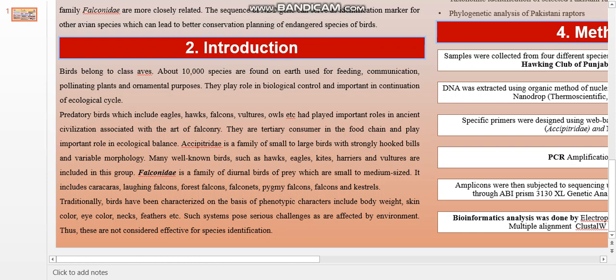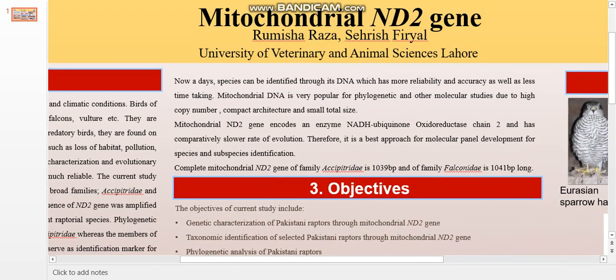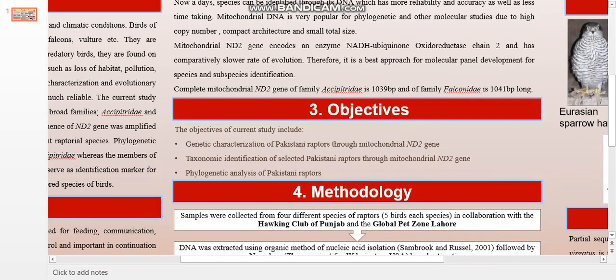Traditionally, these birds have been characterized on the basis of phenotypic characters, which are not a very reliable source of identification. So nowadays, the most authentic way for the identification of species is through its DNA. And when we talk about the DNA, the mitochondrial DNA plays a significant role for the phylogenetic and other molecular studies. In my study, I have chosen mitochondrial ND2 gene for this purpose. This gene basically encodes an enzyme NADH ubiquinone oxidoreductase chain 2 and has comparatively slow rate of evolution. So this is the best approach for molecular phylogenetic development of species and subspecies identification.